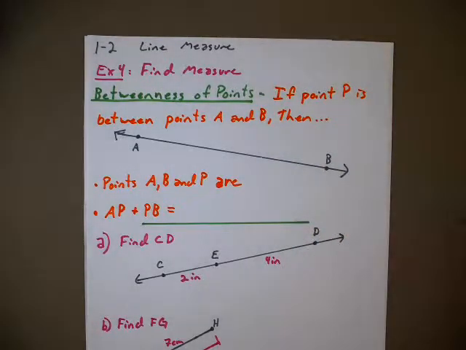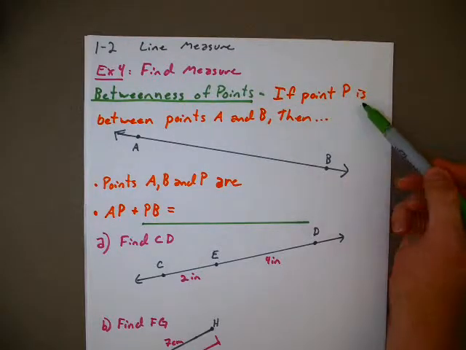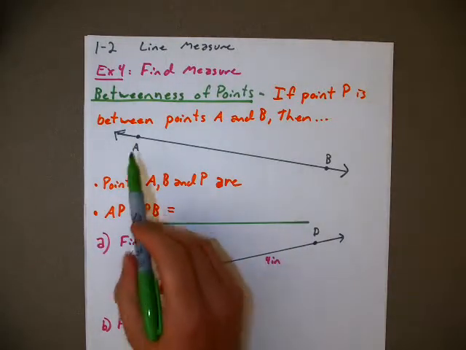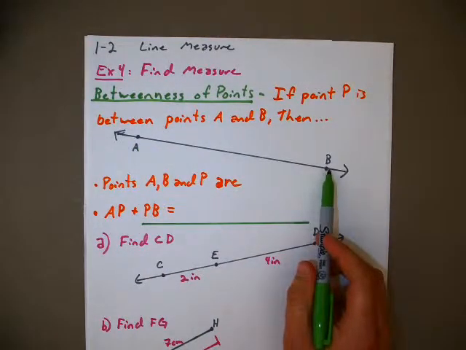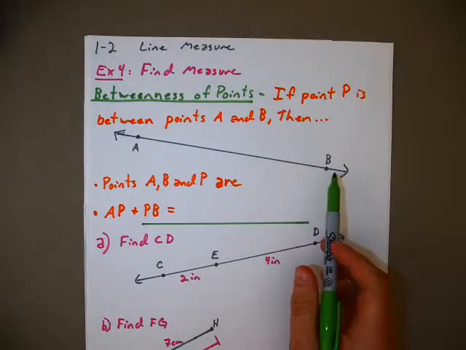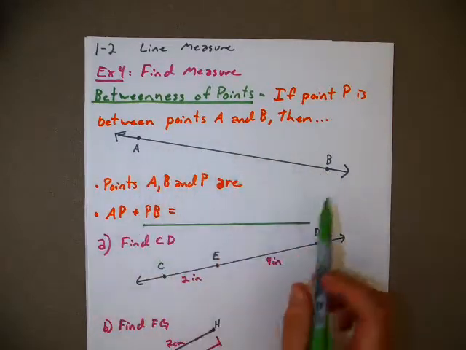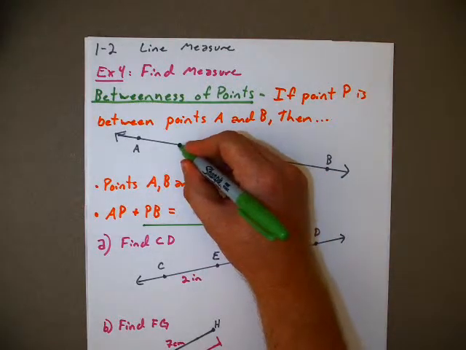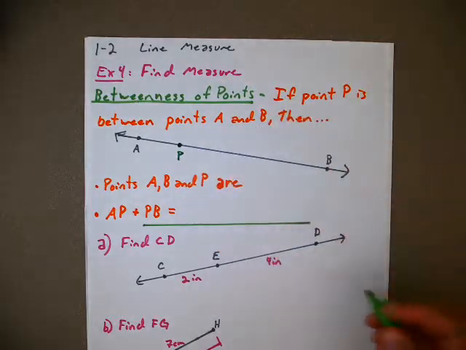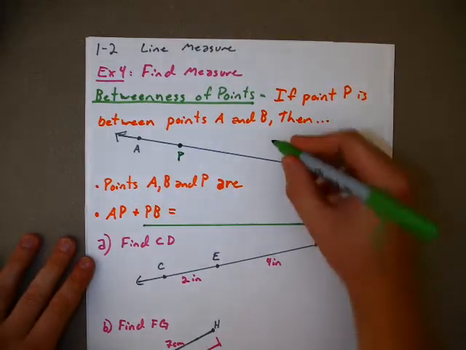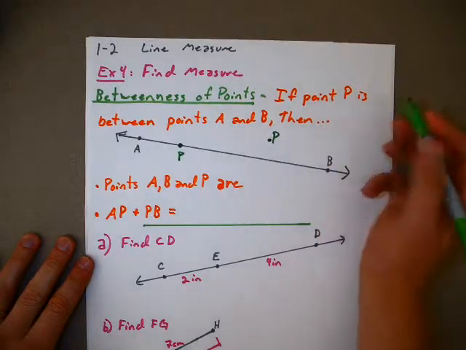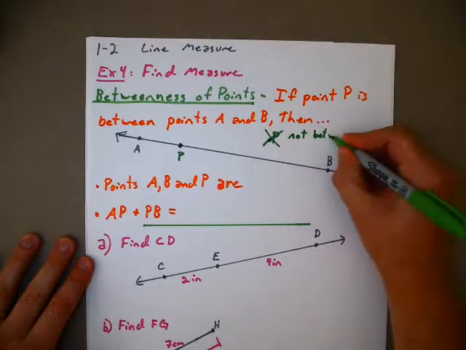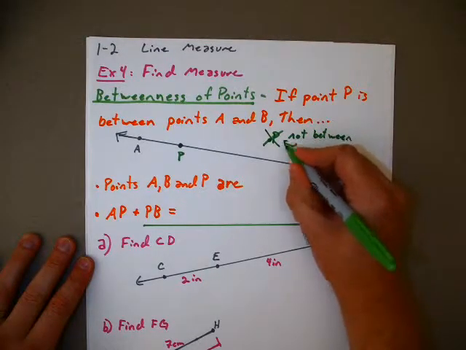So betweenness of points. If point P is between points A and B, then we get a couple things. I drew a little diagram. I have points A and B, and what this means is that point P is somewhere on this line. It can be anywhere from here to there, right in the middle. I'm going to put it down there. What it does not mean is that P can be some point up there. That is not between, in the mathematical sense at least.